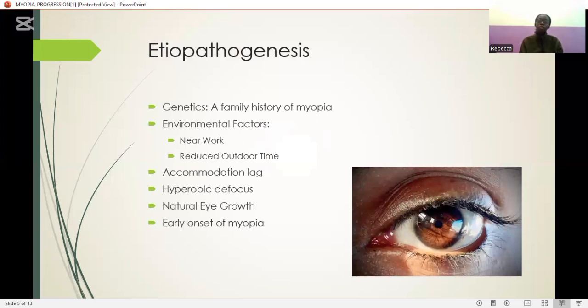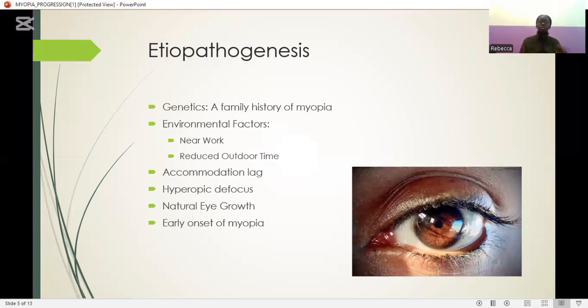So we have the etiopathogenesis of myopic progression. We have genetics. In most cases, for myopia itself, you would find that there's a family history of myopia, hence being a genetic condition, which would also predispose one to myopia progression. And then we have environmental factors, near work and reduced outdoor time, which have in various studies been shown to increase the level of myopia over time.